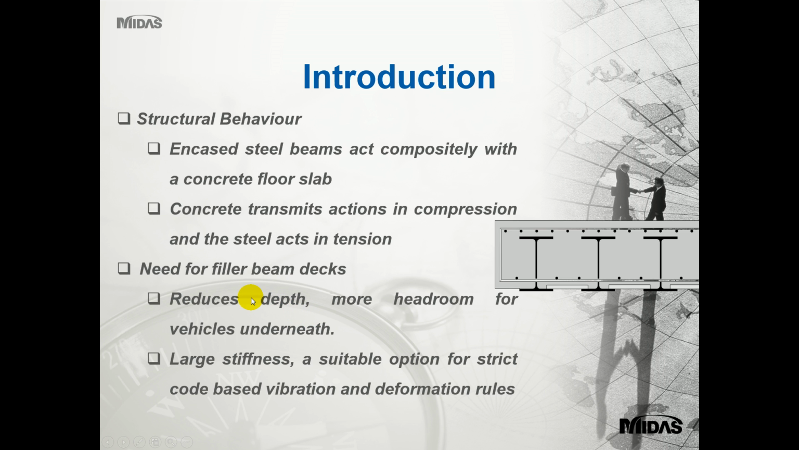So a few words about filler beam type bridges. In this case the steel is encased, and the encased steel beams act compositely with the concrete floor slab. The concrete transmits actions in compression, whereas steel acts in tension. We use these in order to reduce the depth of the section, so we obtain a larger headroom for the vehicles. Furthermore, it also results in a larger stiffness, so it's suitable for the strict code-based vibration and deformation rules.